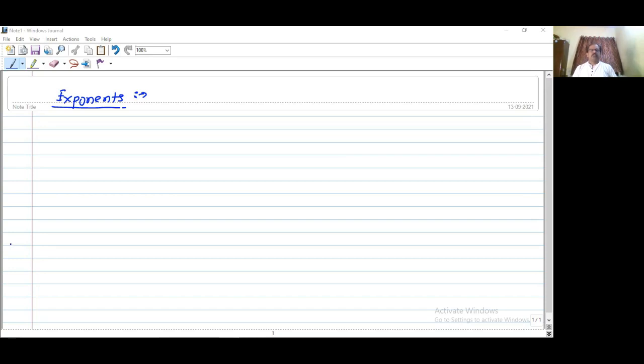Today we are going to solve some examples from the topic of exponents, which is from grade 8 CBSE as well as all the other boards also. So let's see some word examples from exercise 4.2. Let's see the example here.